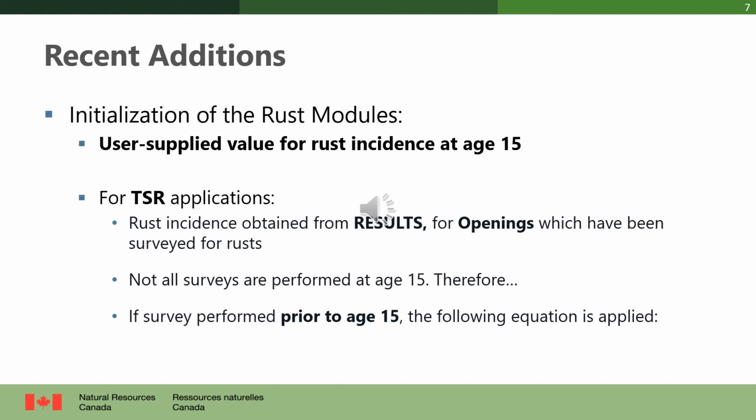For each opening, the timber supply analyst would consult the column in the results table where the incidence level for Western gall rust and comandra is recorded. Yield curves could then be adjusted to account for the expected losses in volume due to rusts. Again, this topic is addressed in more detail in the presentation given by Dave Waddell. Recognizing that not all free-growing surveys and results are performed at age 15, a method was devised to adjust the incidence level taken at an earlier age and to standardize it to an age of 15 years. This method is depicted in the equation shown in the next slide.